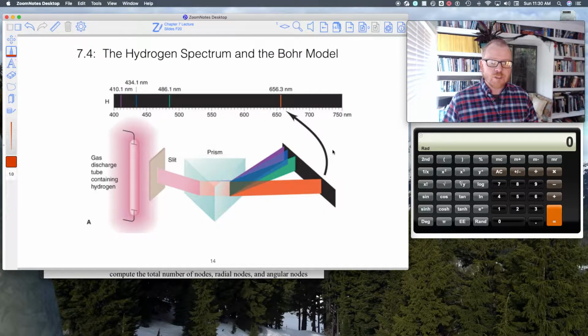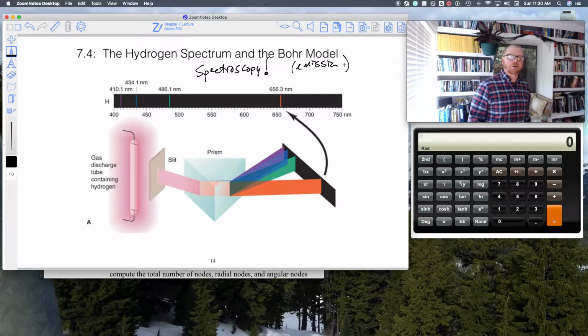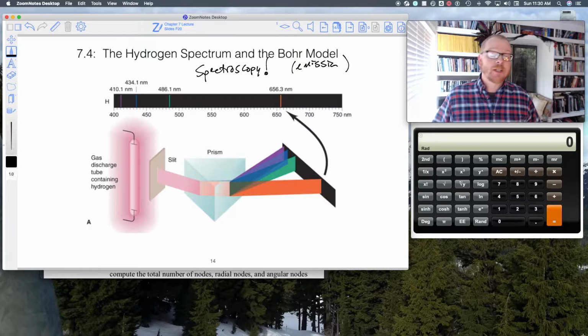Okay. So let's talk about spectroscopy. I'm gonna go back to my black pen here. Spectroscopy. Okay. And specifically, this is called emission spectroscopy due to the emission of light of a material. So suppose we have a hydrogen lamp. So believe it or not, we can have a hydrogen lamp.